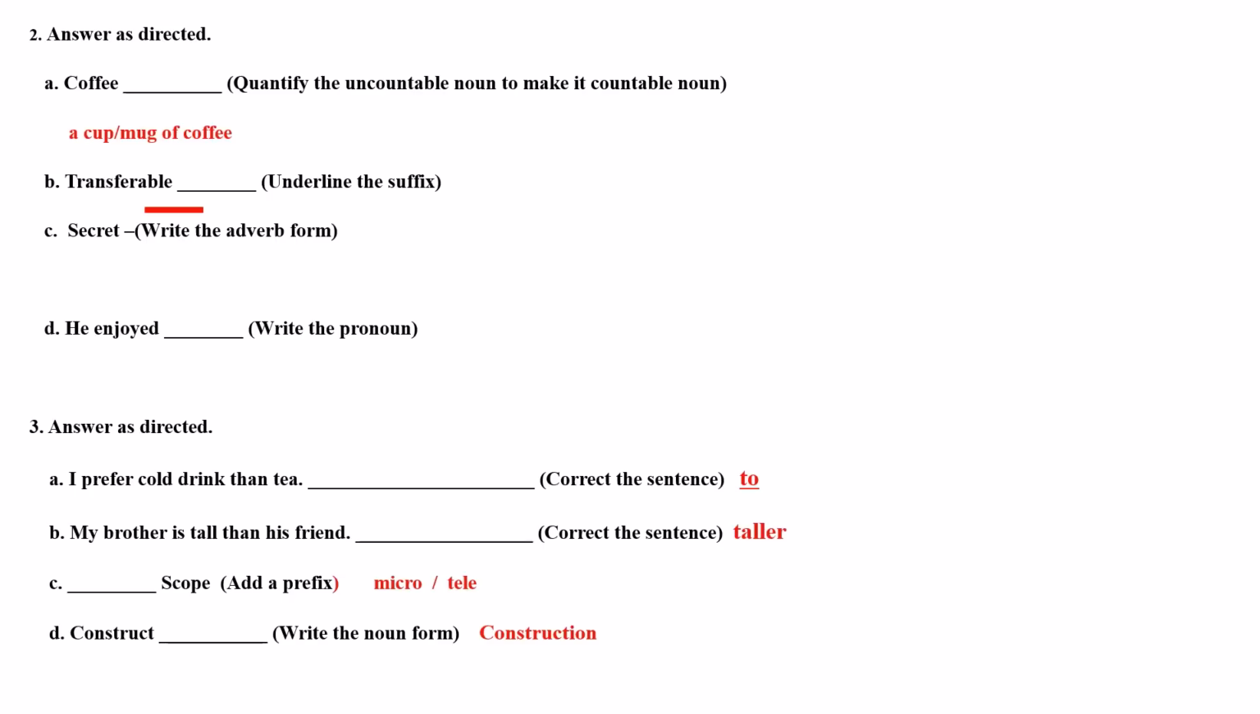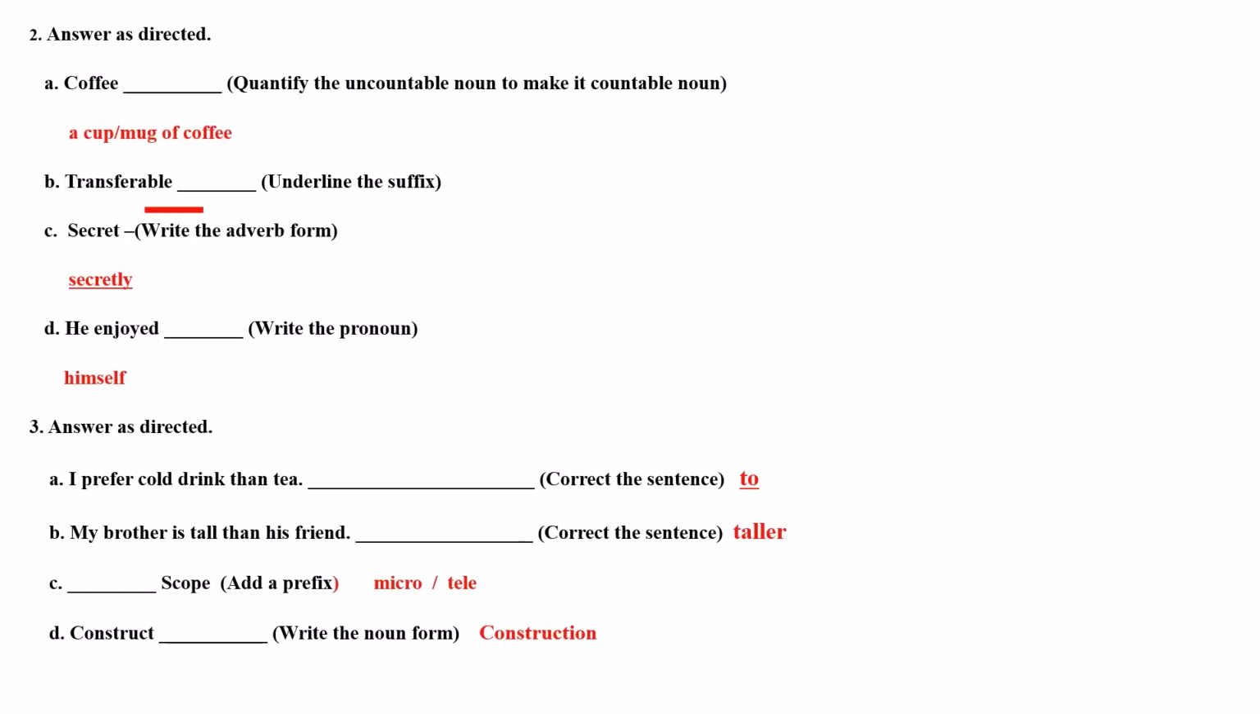Secret, write the adverb form. Adverbs are the words which describe the verbs or actions. So answer is secretly. How did he do the work? He did secretly. So ly is the rule. You can remember, students, almost all the adverbs get ly, except fast and hard, they will not get ly. He enjoyed dash, write the pronoun. So what pronoun? Suitable pronoun is himself. He enjoyed himself. All the 6 types of pronouns are very clearly given in a tabular form in your textbook, students. All of you learn them.